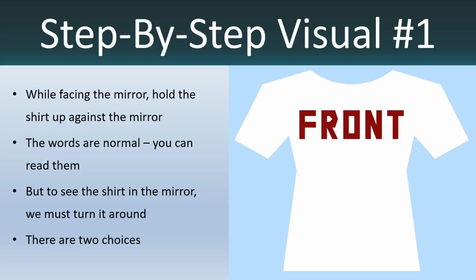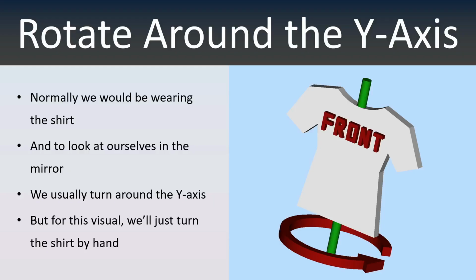Step-by-step visual number 1. What we can do to understand what is actually happening when the mirror reverses the image, we can hold up a t-shirt in front of ourselves while we're facing the mirror. We can read the words, they're normal. In this case, it says front. But if we want to see the image in the mirror, we have to turn it around to face the mirror. And there are two choices.